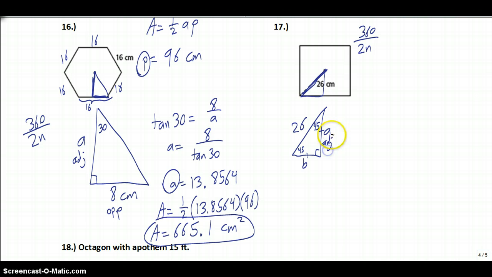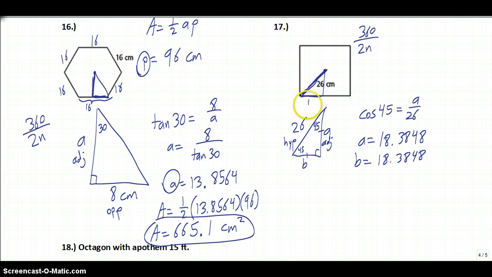A is the adjacent. 26 is the hypotenuse, so that'll be cosine of 45 equals A over 26. That means A equals 26 times the cosine of 45, and you should get 18.3848. Okay? By the way, that means B equals the same thing.